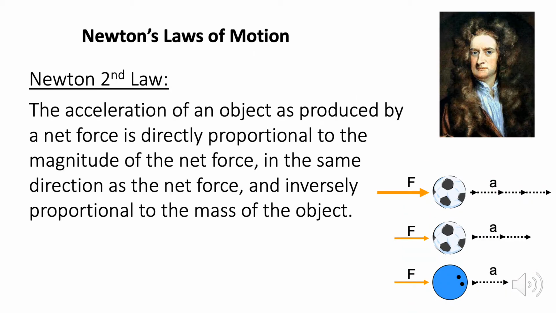So Newton's second law can be defined as: the acceleration of an object produced by a net force is directly proportional to the magnitude of the net force, in the same direction as the net force, and inversely proportional to the mass of the object. So what this is really referring to is the relationship between force applied to an object, the mass of that object, and the subsequent acceleration seen by that interaction. It's also outlining the linear relationship between force, mass, and acceleration.